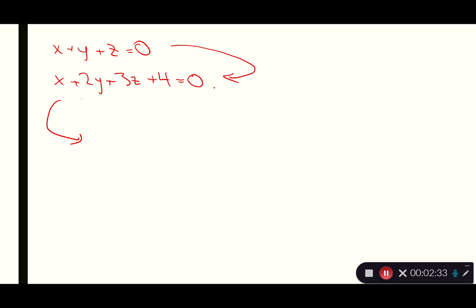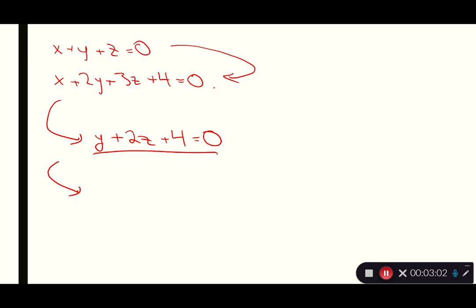And that'll leave us with the equation x minus x is 0, 2y minus y is y, 3z minus 2z is equal to z, and 4 minus 0 is equal to 4. That reduces us to the equation y plus z plus 4 is equal to 0. That's the first step. We found an equation that just involves two variables.